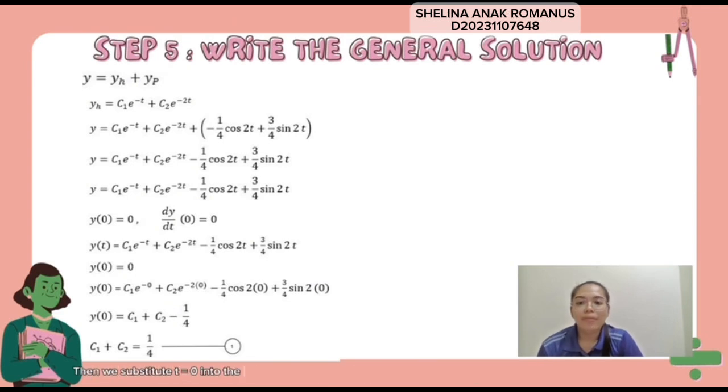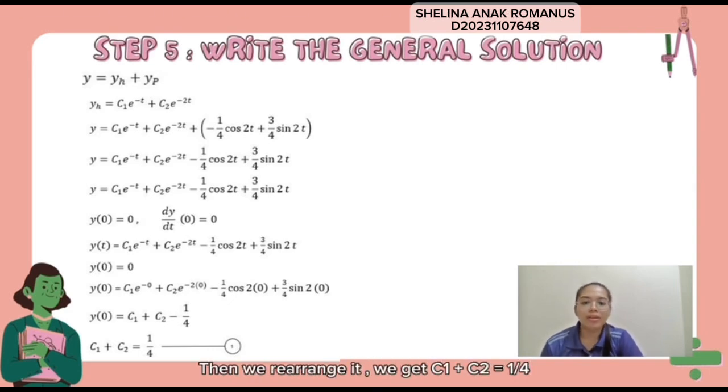So we get y(0) equals C1 e^(-0) plus C2 e^(-2(0)) minus 1/4 cos 2(0) plus 3/4 sin 2(0). So we get C1 plus C2 minus 1/4. Then we rearrange it. We get C1 plus C2 equals 1/4. So it is the first equation.